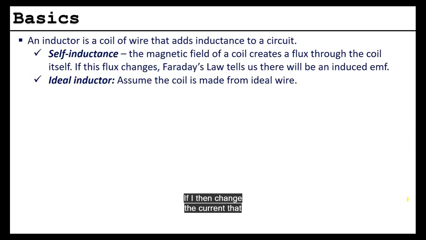If I then change the current that passes through my coil, I'm creating a changing flux through the coil, and Faraday's law tells us that there will be an induced EMF. So this is a different situation than what we saw last week. We have a current flowing in our coil, and we're going to have an induced current in the same coil that already has current in it. And the way that this manifests itself is in our inductor resisting changes to the current in the circuit.